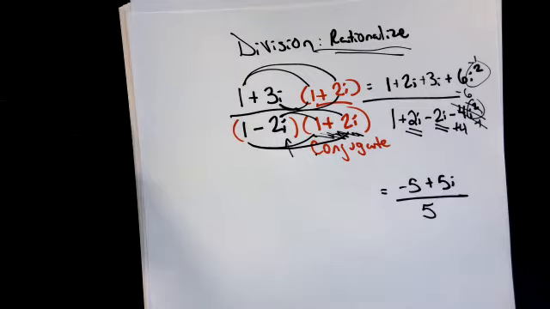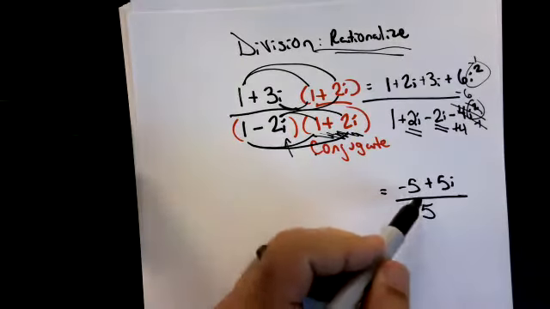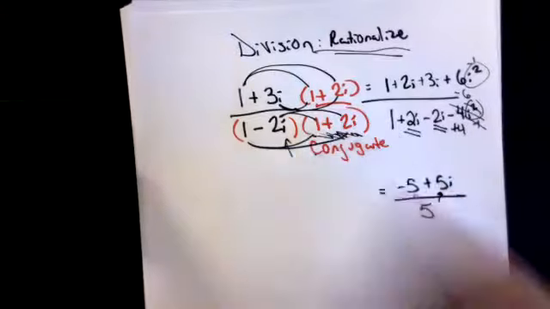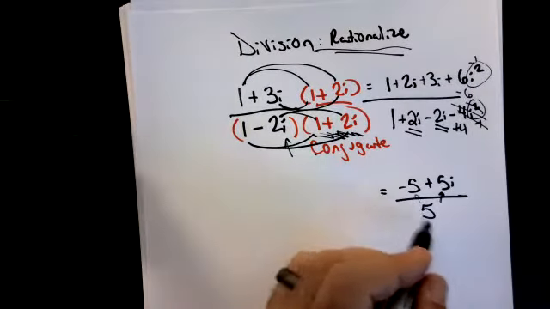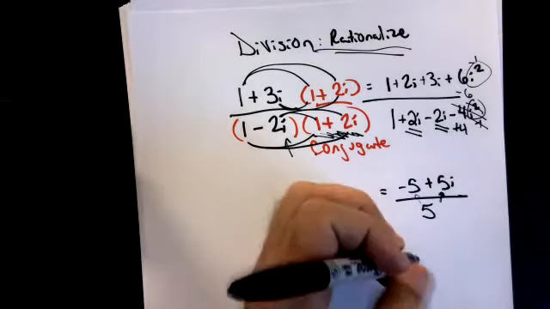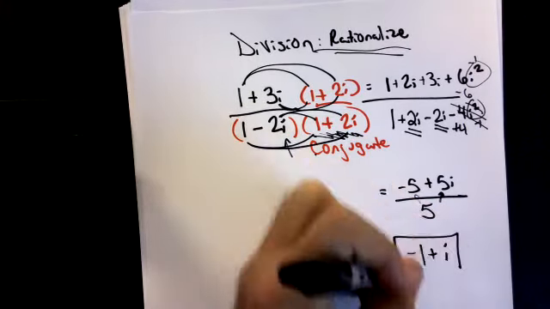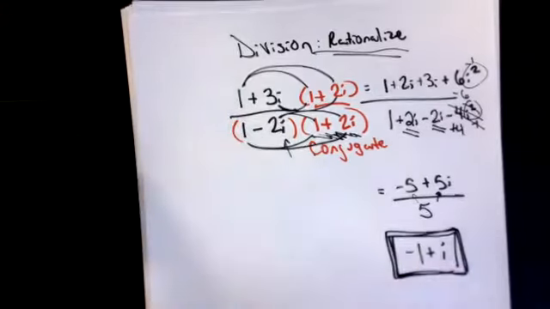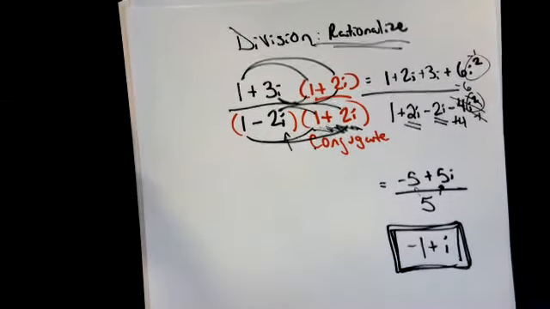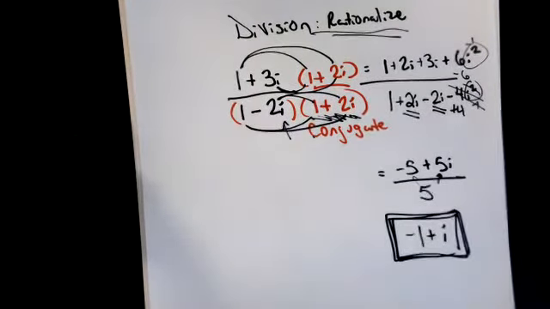And like we did with properties of exponents, again, normally we could be done here, but if both of these numbers on top are divisible by my bottom, I can divide here. So -5 divided by 5 is -1. 5i divided by 5 is i. So that would be my final answer. I will do another example of that, but you'll see that it plays pretty much the same.